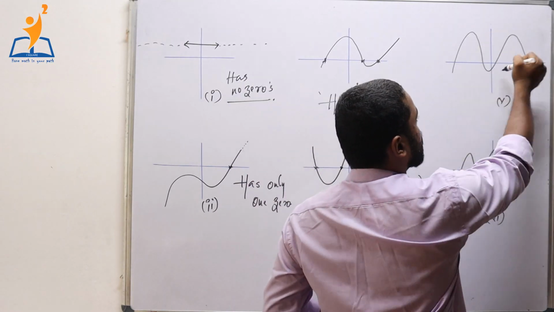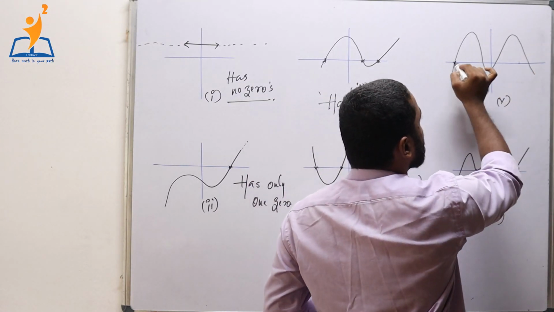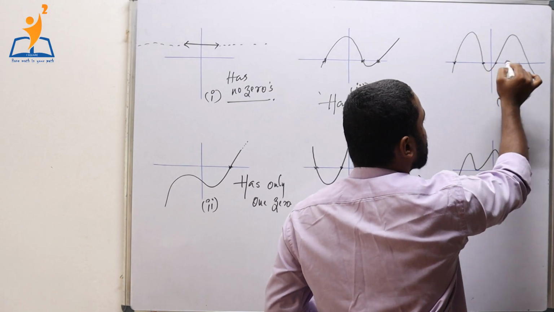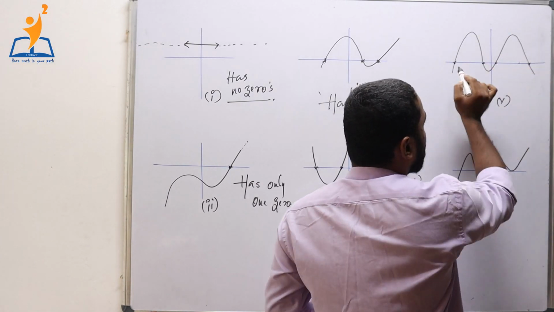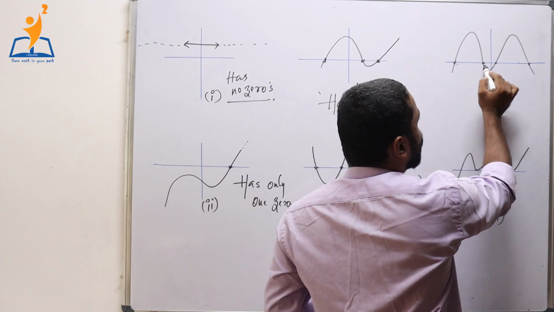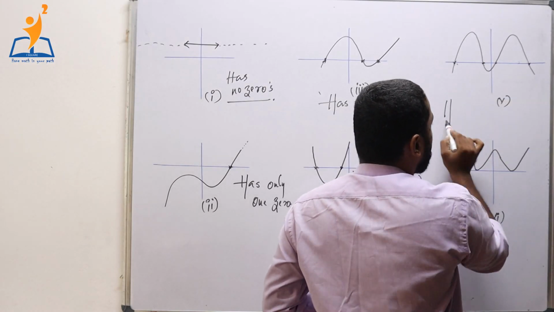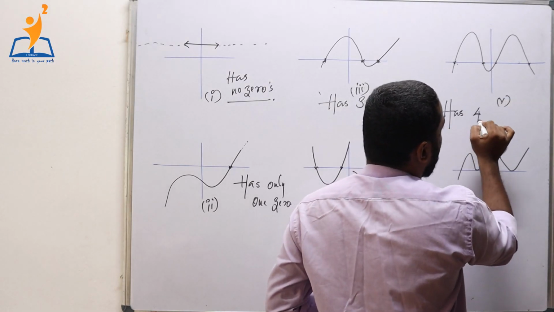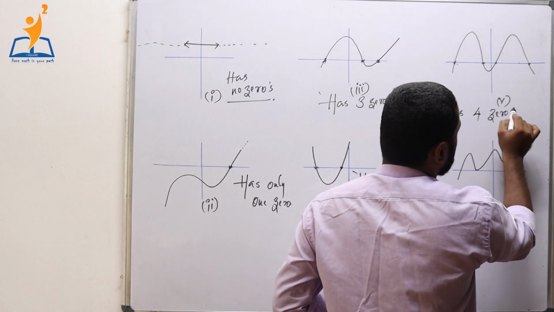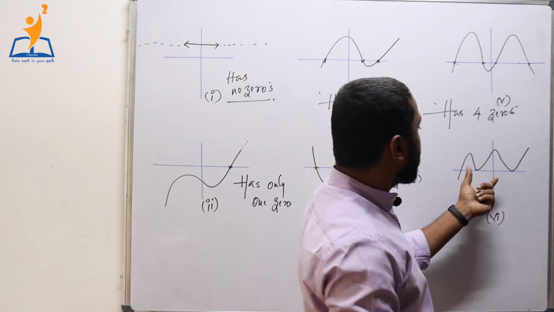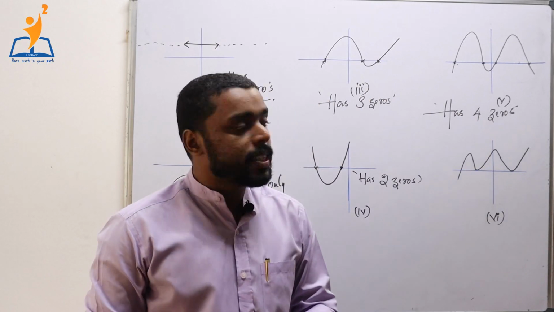Now moving to the fifth one. Here the graph is a smooth curve and it crosses the x-axis at these points, and when we count, it can be 1, 2, 3, 4. Hence evidently this polynomial has 4 zeros. Is it clear? Now you can say for yourself how many zeros this polynomial has.